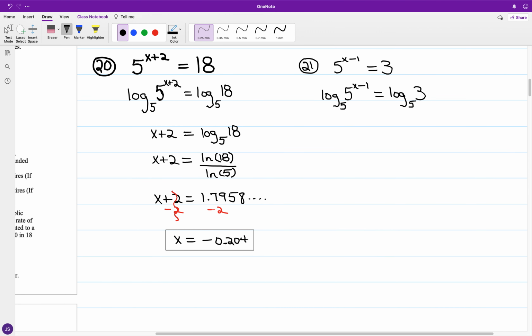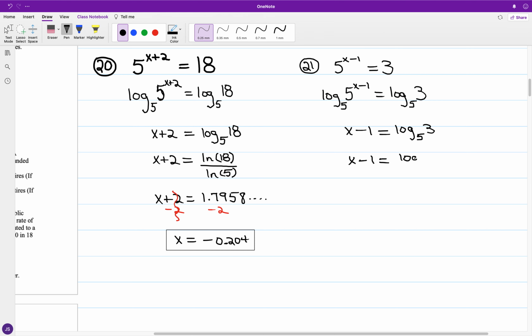So we have the base 5 logarithm of 5 to the x minus 1. So that's going to be x minus 1, again equal to the base 5 logarithm of 3. Utilizing the change of base formula, again, you could take the ratio of natural logarithms or base 10 logarithms. Here we'll just take the ratio of base 10 logarithms. So we have the base 10 logarithm of 3 divided by the base 10 logarithm of 5.